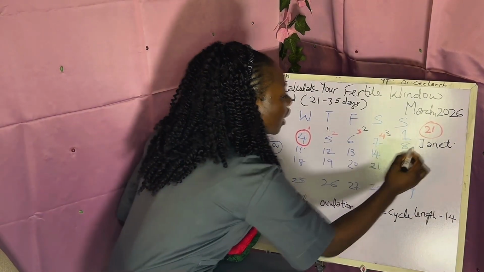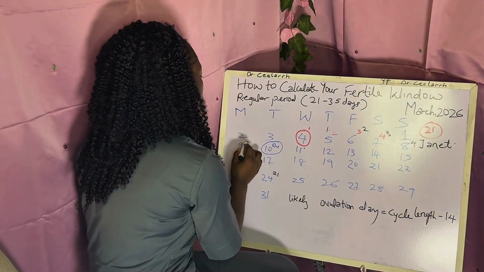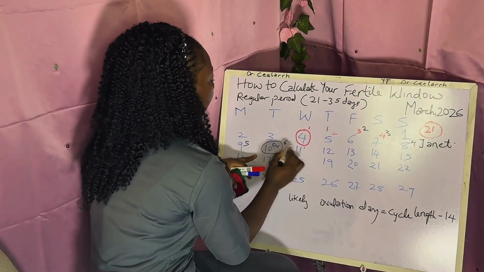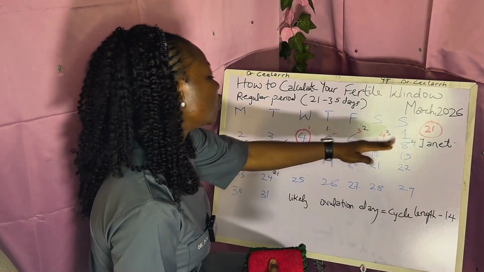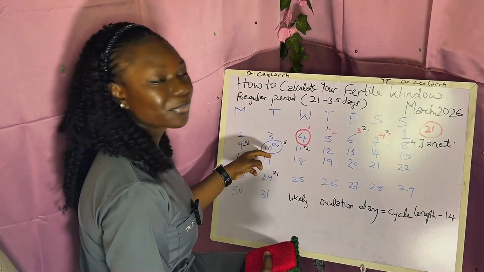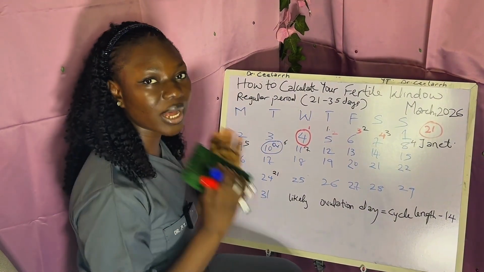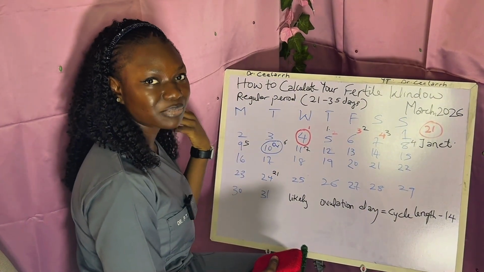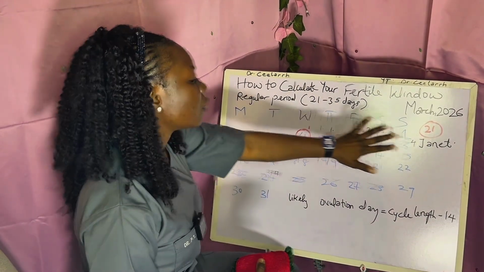I hope I'm not confusing you. 4. Okay. Then 5, and then 6, and then 7. So that is her fertile window. But always remember that ovulation can happen earlier or later. So just know that whenever the ovulation will happen, give 5 days allowance at the back, 1 day in front. Are we good? So that is it for 21-day cycle.